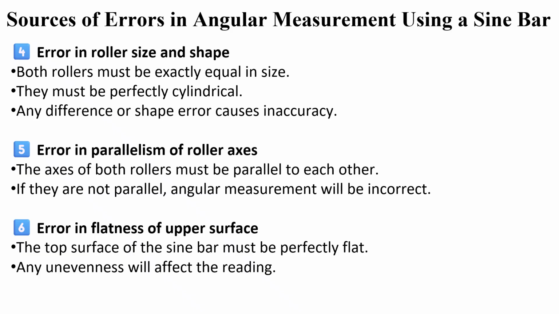Another source is the error in flatness of the upper surface. The top surface of the sine bar must be perfectly flat, and any unevenness will affect the reading.